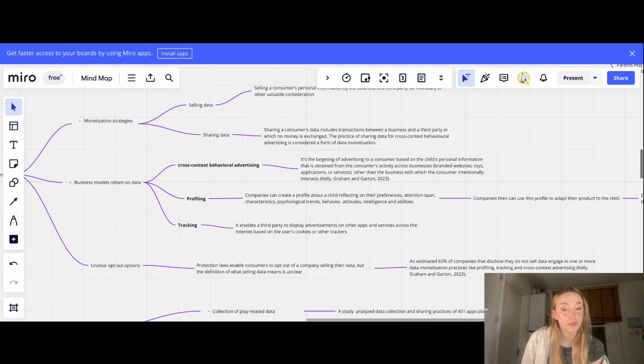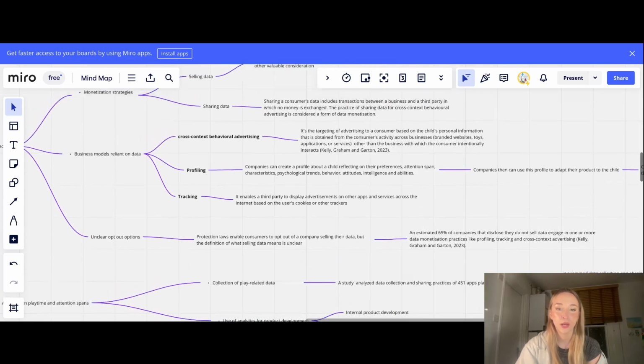So cross-context behavioral advertising is the targeting of advertising to a consumer based on the child's personal information that is obtained from the consumer's activity across businesses, branded websites, toys, applications, or services, other than the business with which the consumer intentionally interacts. Profiling. Companies can create a profile about a child reflecting on their preferences, attention spans, characteristics, psychological trends, behavior, attitudes, intelligence, and abilities.